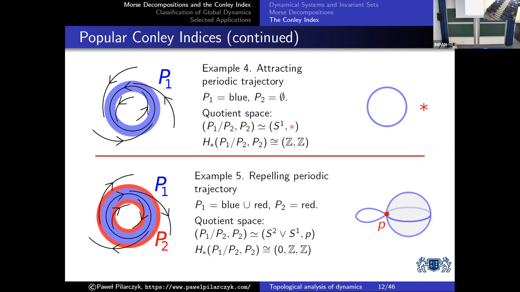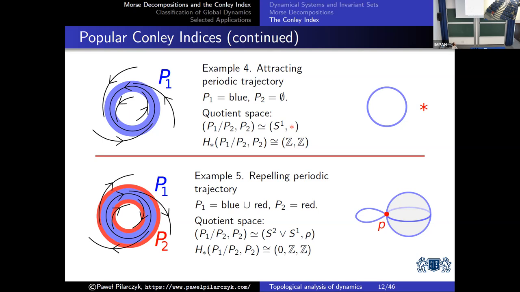If we have a repelling, an unstable periodic trajectory with one dimension of instability, then the exit set could be something like the one that's red here. So in relative homology, we get no connected component because the only connected component contains this one P. And then we have sort of the wedge of this circle and the sphere. Let me take a moment to see why this works.